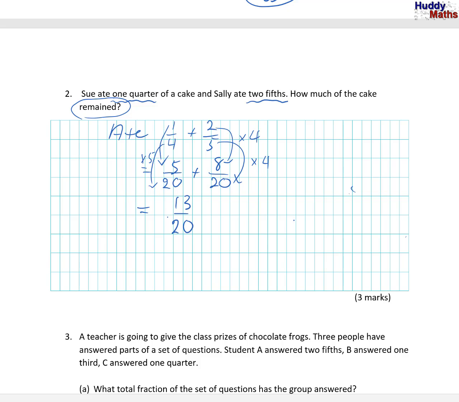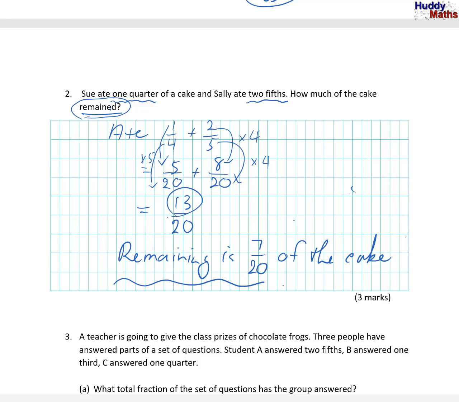So they ate 13/20ths. So what remained, just notice that, therefore we can say remaining is, now 13's gone out of 20. What's left from the whole, 20/20ths, is 7/20ths. 20 take 13 is 7. So remaining is 7/20ths of the cake. Now, when you have a problem like this, we've done this before, it's important that you write the answer to the question, okay, not just put down 7/20ths. They've asked you a question, how much of the cake remained? So you state the answer, 7/20ths remained, okay. Make a complete story of it.